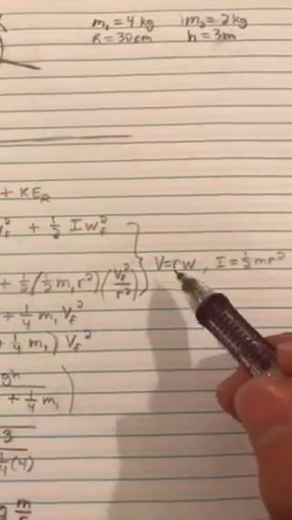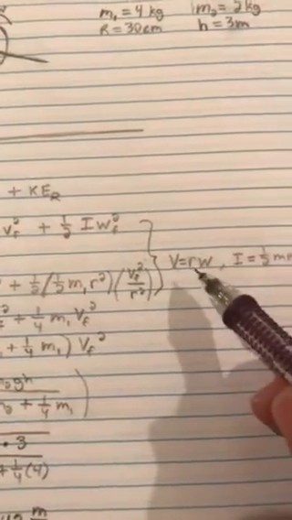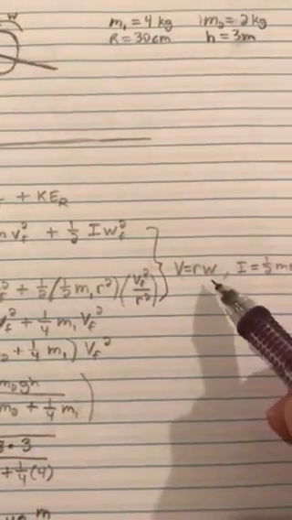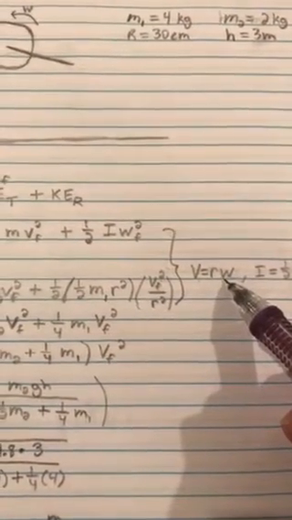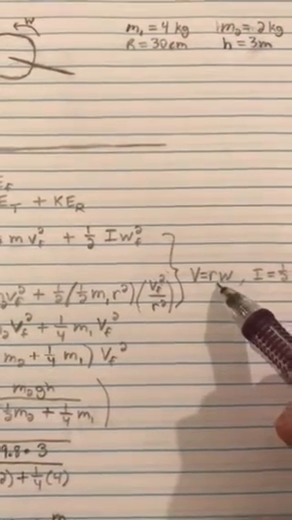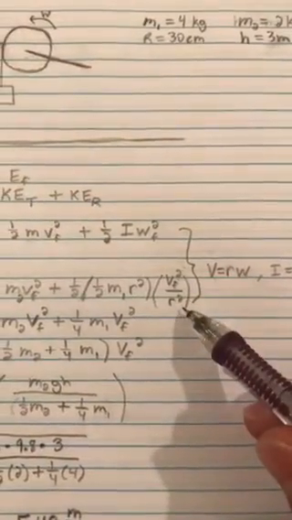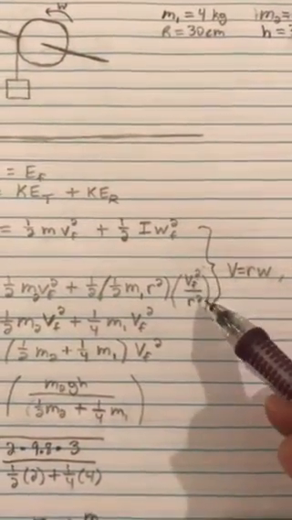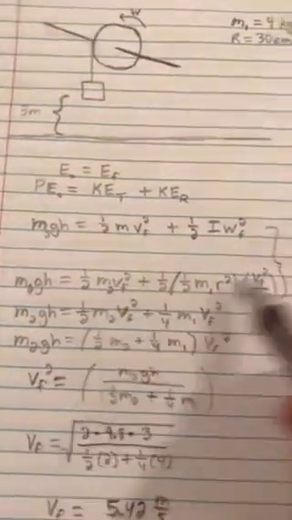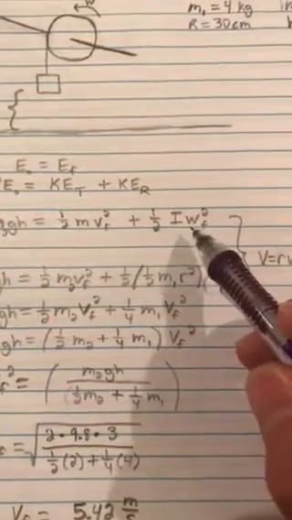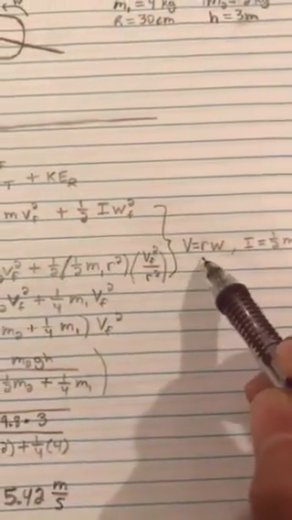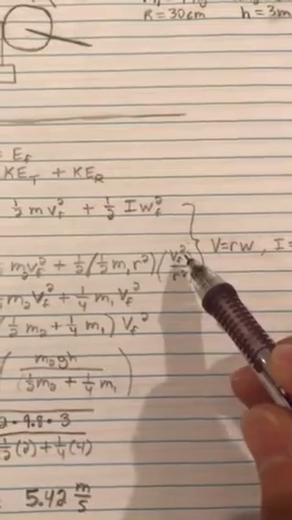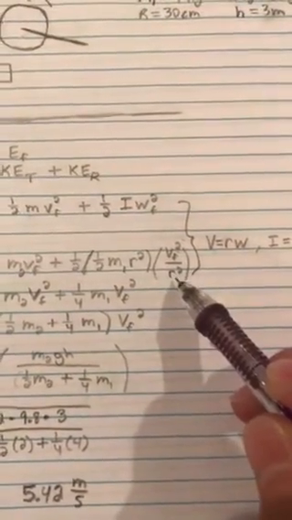Velocity is equal to radius times omega. So we can move that equation around, and we get omega equals velocity over radius. That's what we did right here, from this step to this step. We're just modifying moment of inertia and omega. So we manipulate this equation and we get velocity squared over radius squared.